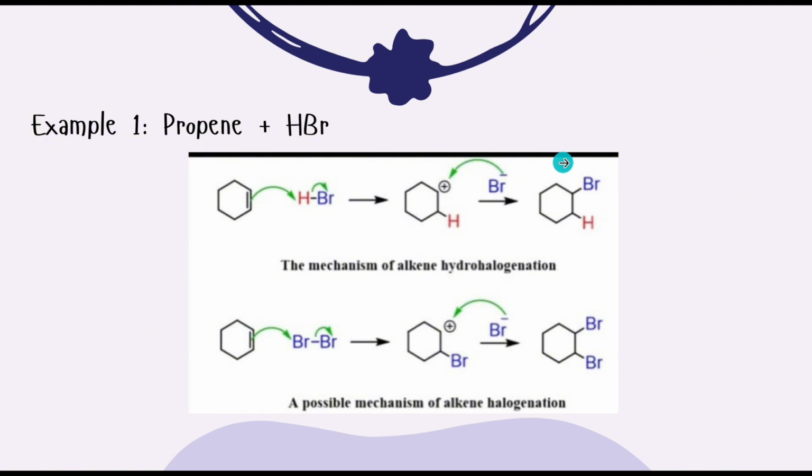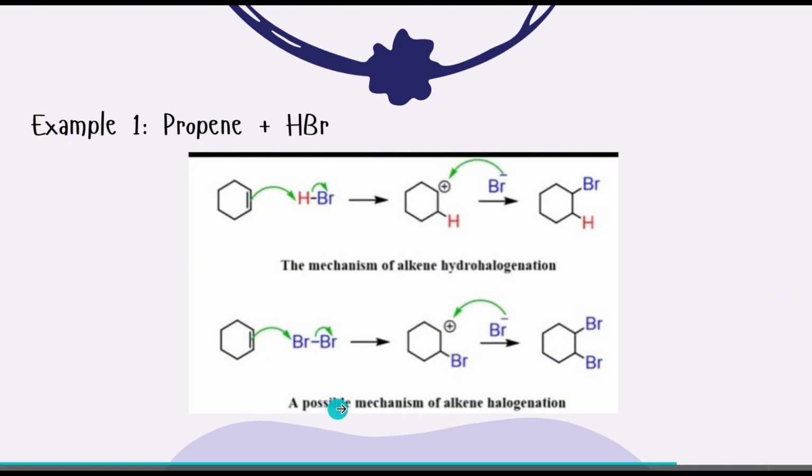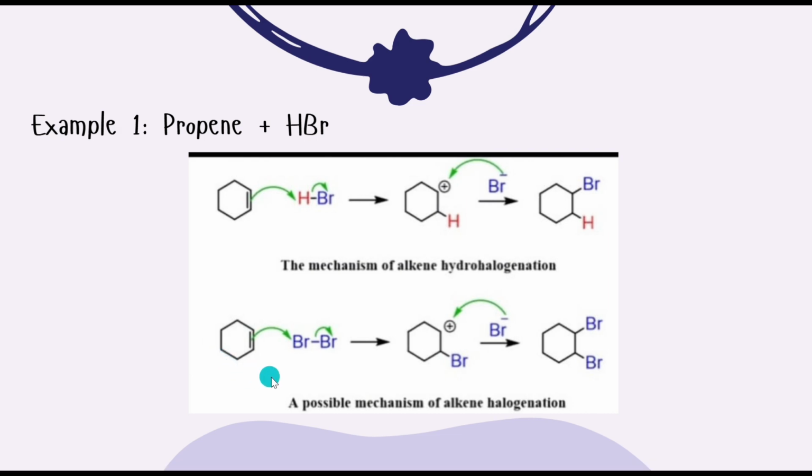So this is the final. And number two is a possible mechanism of alkene halogenation. This shows the reaction of an alkene with bromine, Br2. The double bond of the alkene attacks one of the bromine atoms, forming a bromonium ion intermediate. Then the bromide ion attacks the bromonium ion, leading to the addition of two bromine atoms across the double bond. So that is example 1.